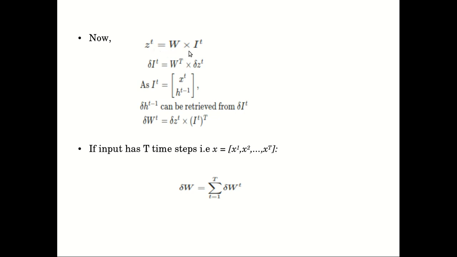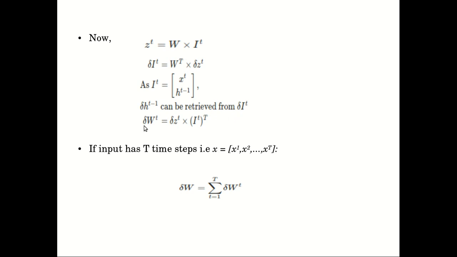So now that we have the gradients for all these components, we know that z_t has been defined as the matrix product of W and I_t, where I_t is just the input vector. So we can now compute the gradient of I_t, which will be just W transpose times the gradient of z_t, because this is just the derivative of z_t with respect to I_t, which is nothing but W transpose. Now the gradient of h_{t-1} can similarly be computed using the relation for I_t. This has to be computed because the gradient of h_{t-1} has to be propagated back to the previous time step, and it can be retrieved from the gradient of I_t.